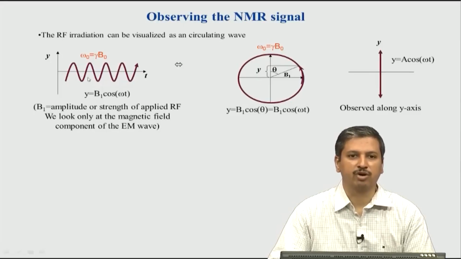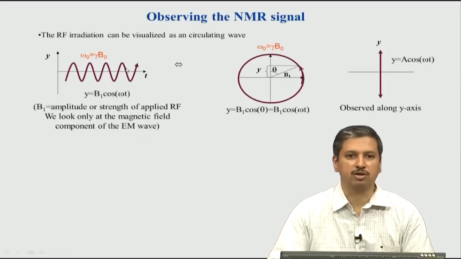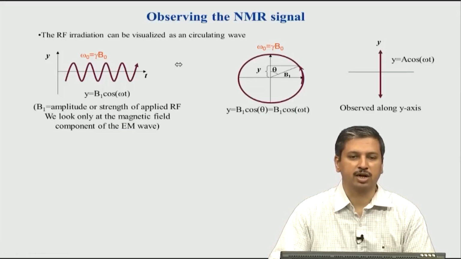So, in NMR we do not look at the electric field, we only look at the magnetic field component of the electromagnetic radiation. The magnetic field component is what is going to interact with the spins, because spins are also magnets. Magnets interact with a magnetic field, and therefore we use the letter B for magnetic field.